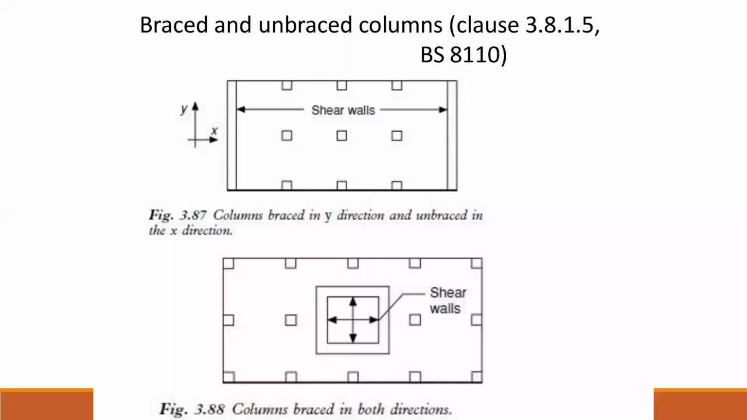We need to make sure that the columns which we are putting inside the shear walls are braced in both directions, because shear walls usually come with reinforced concrete. So when you put the columns within that, they will not be able to move in any direction, either x or y. That's why, if any columns are attached to the shear walls, we say the columns are braced in the xy directions.